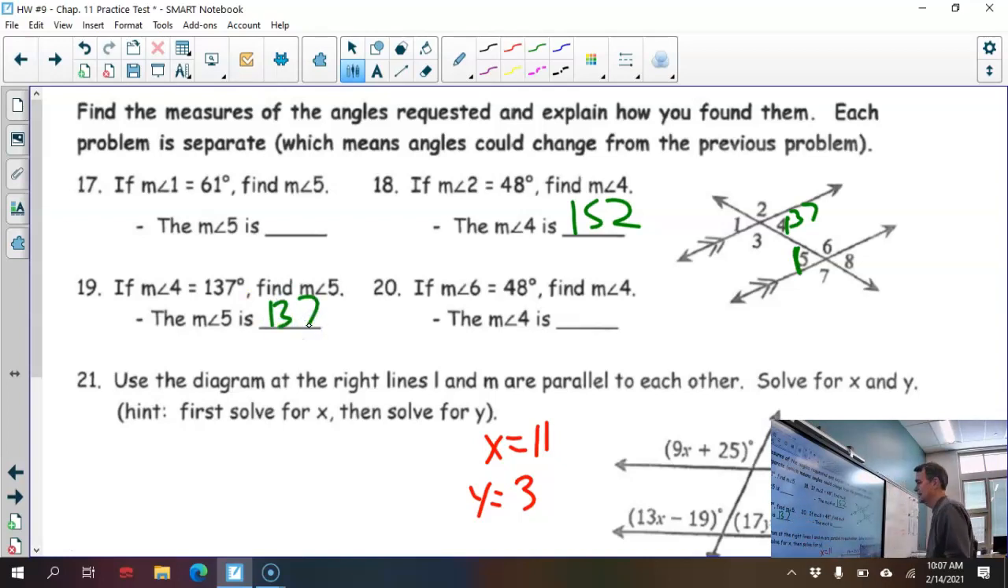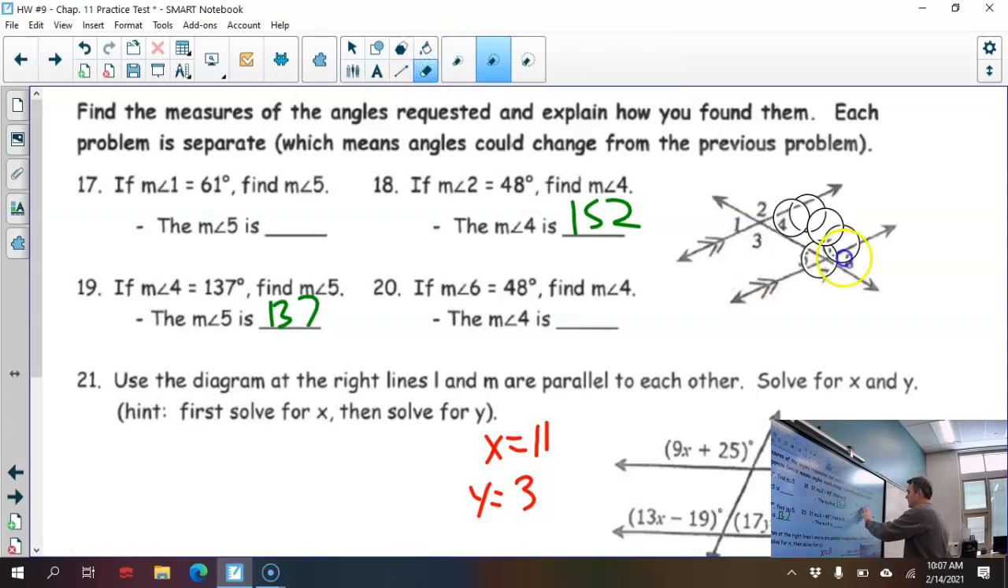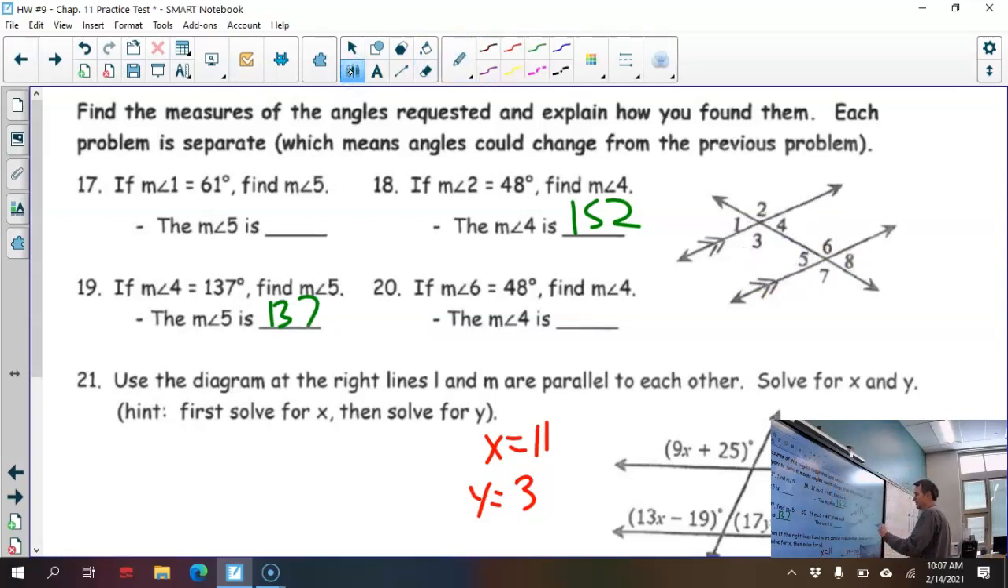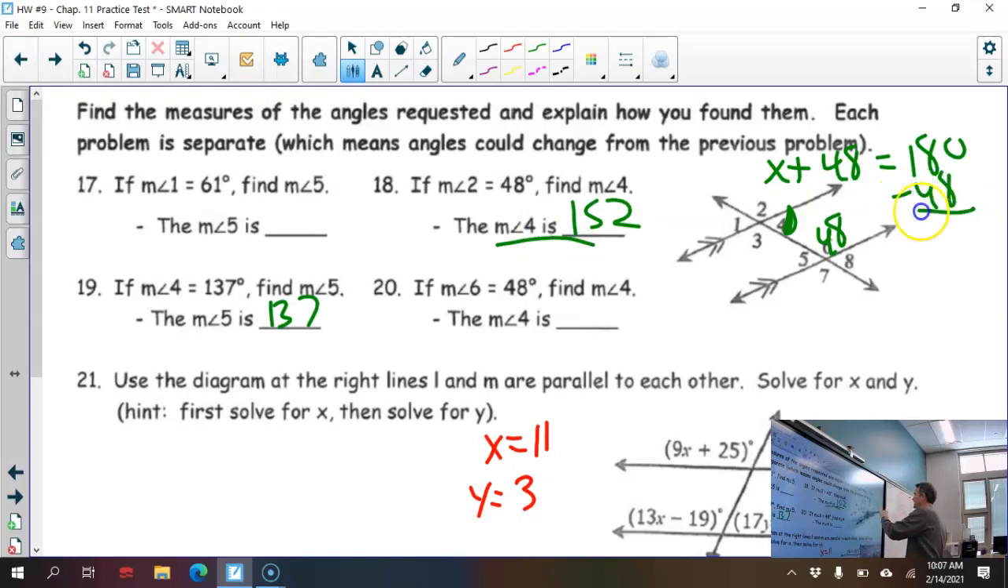And that brings us to the last one, number 20, where angle 6 is 48, and we want to know angle 4. All right, so those 2 angles are on the same side of the transversal, interior, so they are same side interior, and we need to know that same side interior add up to 180. So if I add those together, I get 180, and that makes it, I think I did that one wrong. That makes it, let's see, 180 minus 48, that would be 132.